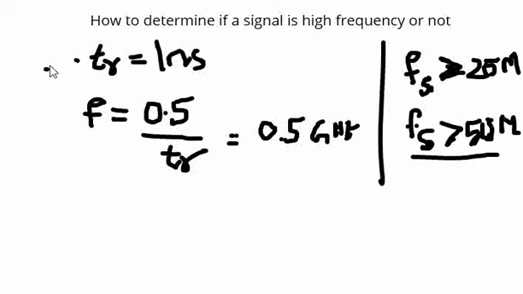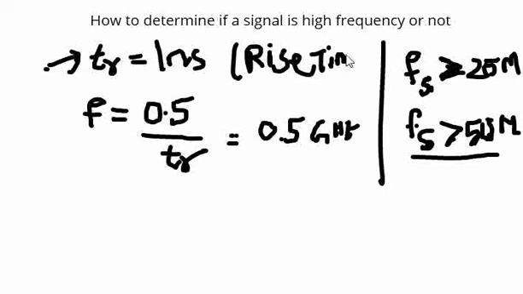Now, this is rise time. So that means one is rise time, and second is directly the frequency. Anyway, we are deriving the frequency from rise time here, but the second is frequency.